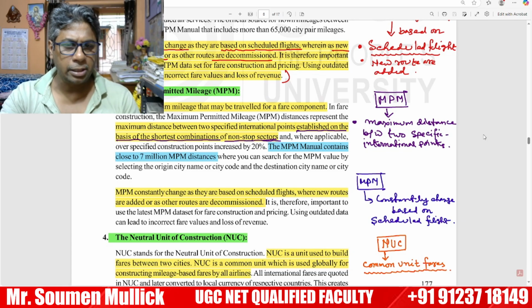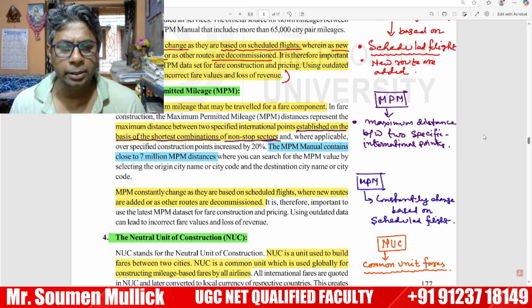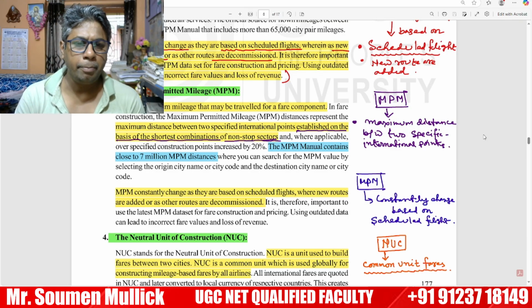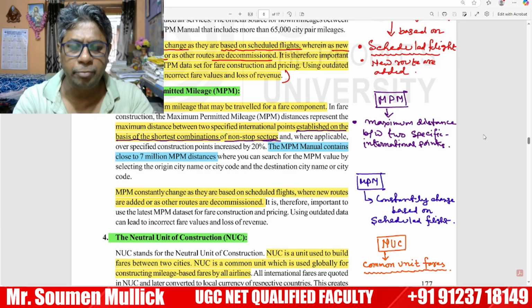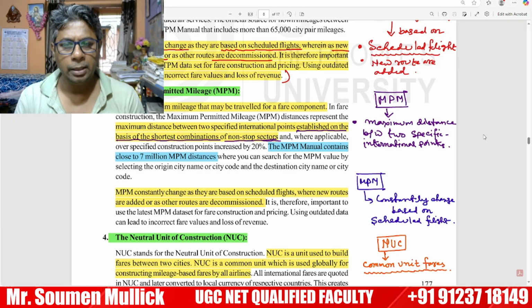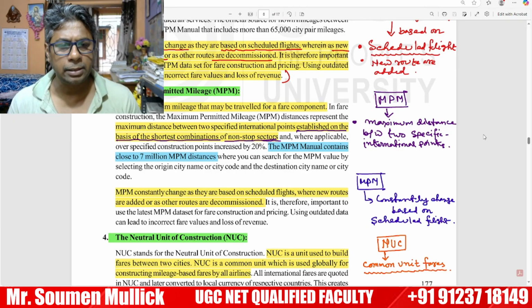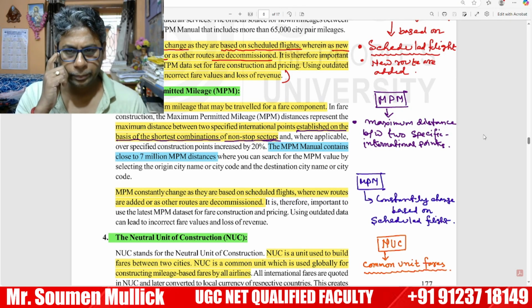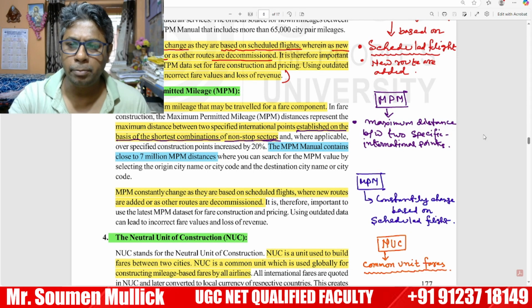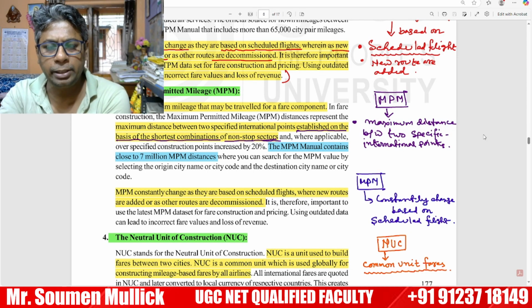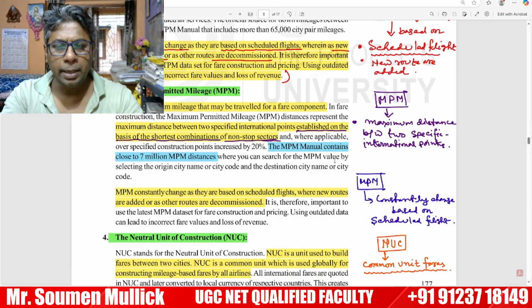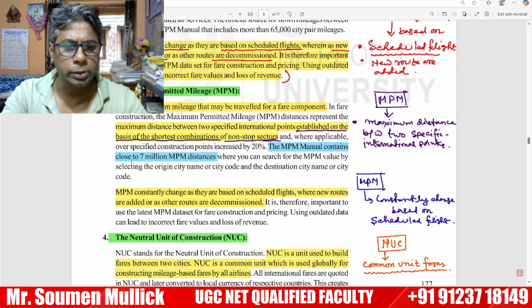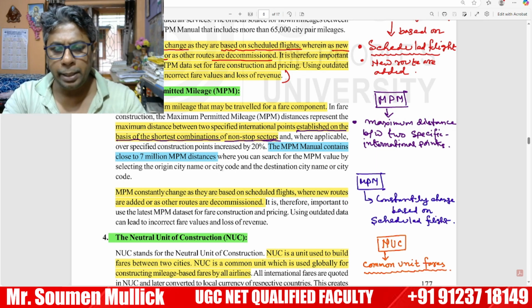In fare construction, maximum permitted mileage distance represents the maximum distance to specific international points, established on the basis of the shortest combination of non-stop sectors. The MPM is the maximum distance between two specific international points. An MPM manual contains close to 7 million MPM distances.